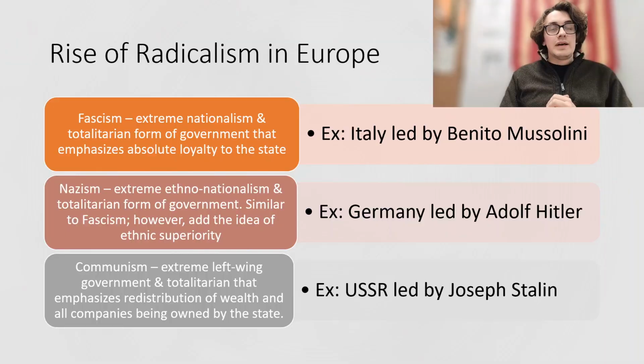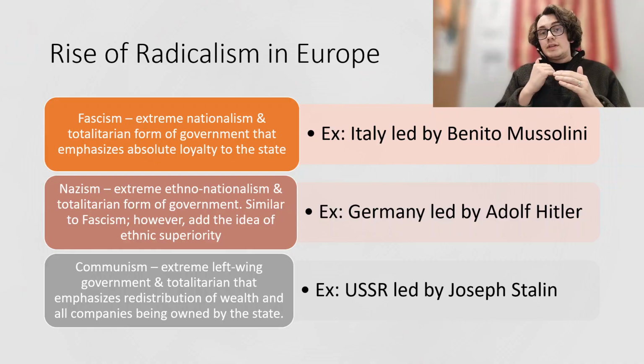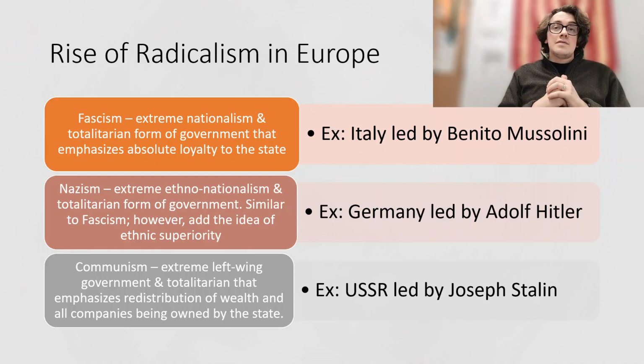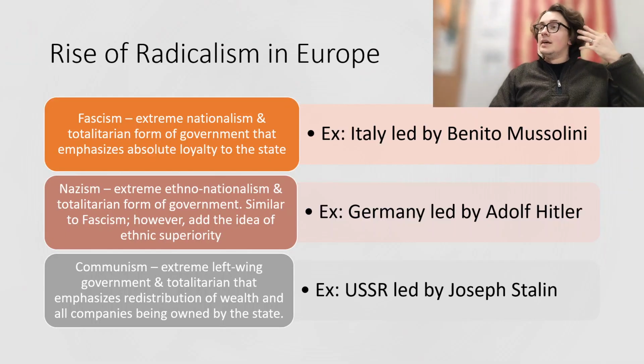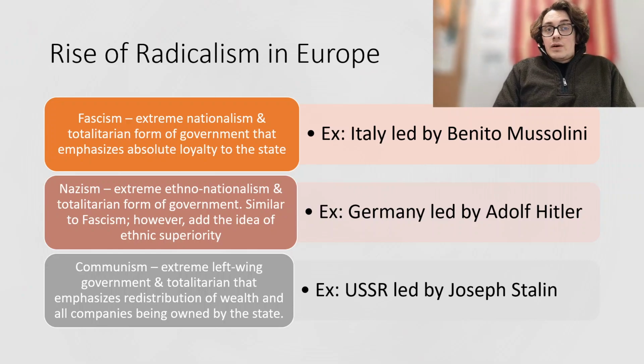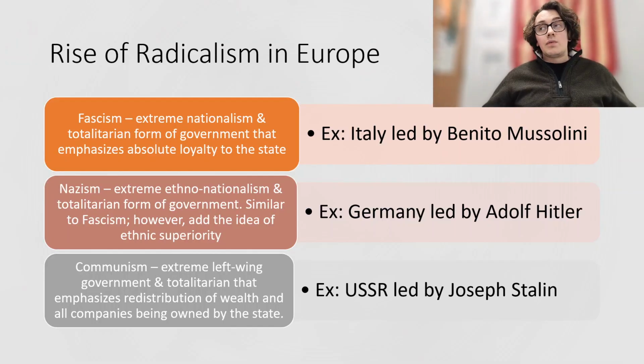First is fascism. It is extreme nationalism and causes a totalitarian government. The emphasis of a fascist society is absolute loyalty to the state. The best example that we have of fascism in Europe at this time is going to be Benito Mussolini. Nazism is the nastier younger brother of fascism. Fascism tends to be racist, but it does not have to be racist. Nazism is ethno-nationalism. Notice that first part of that, ethno, ethnic. It revolves around an ethnic heritage to the exclusion of others.